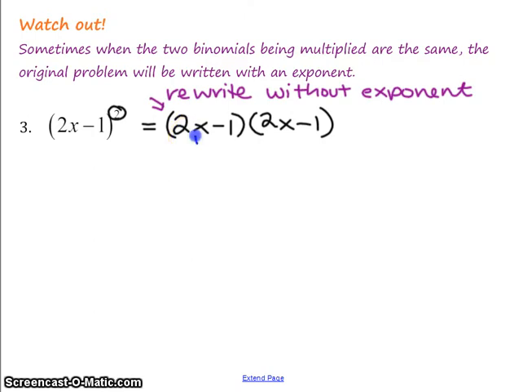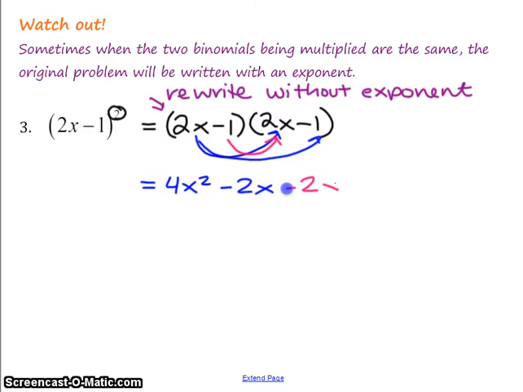Take the first term and distribute it. So 2x times 2x is going to give us 4x squared. 2x times negative 1 is going to give us negative 2x. We switch to the second term. Negative 1 times 2x is going to give us negative 2x. And negative 1 times negative 1 is going to give us a plus 1. You want to watch out for switching that sign.